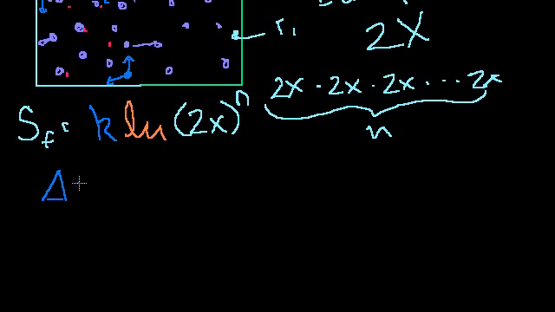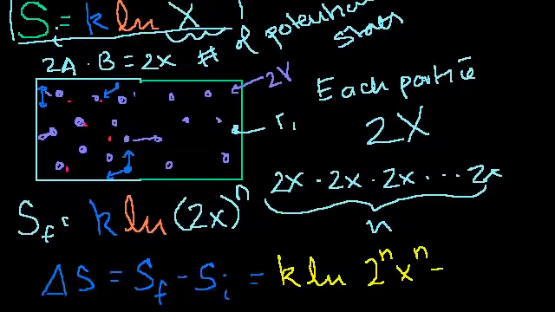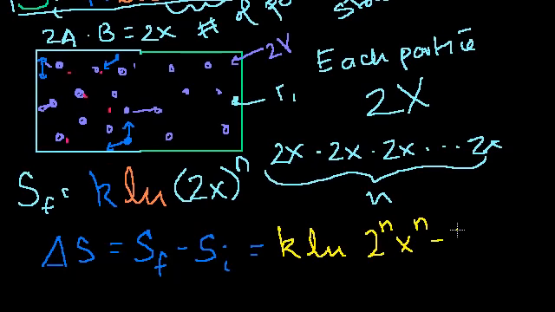Our change in S is equal to our S final minus our S initial, which is equal to, what's our S final? It's this expression right here. It is k times the natural log, and we can write this as 2 to the n times x to the n. That's just exponent rules. And from that, we're going to subtract out our initial S value, which was this, k natural log of x to the n.